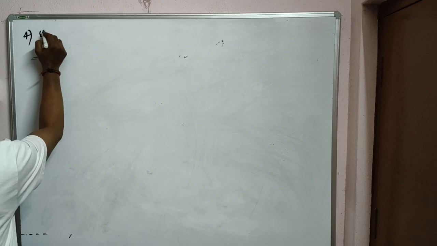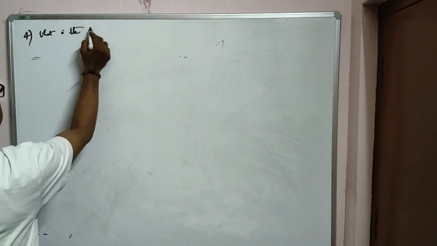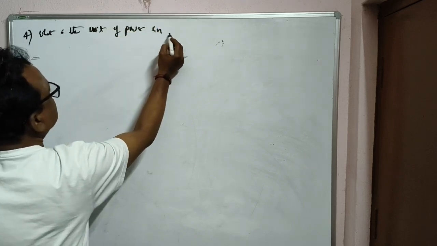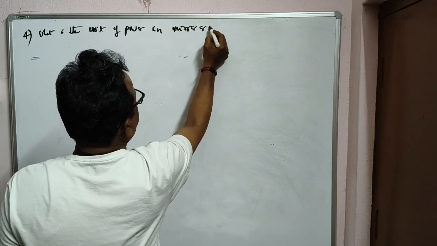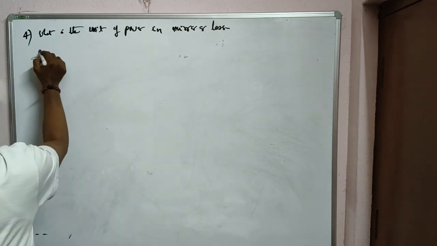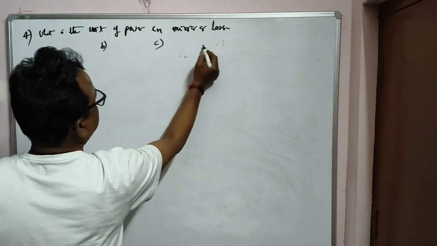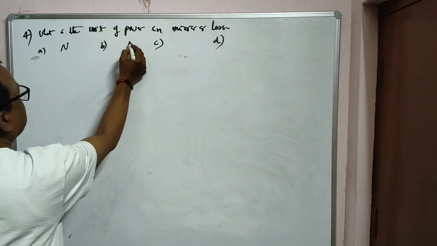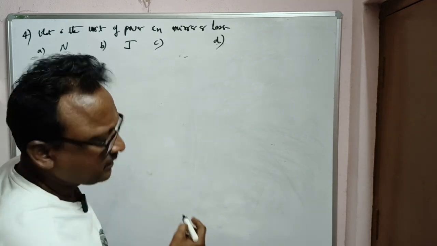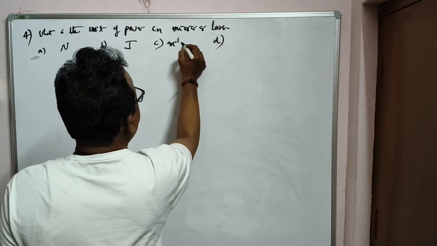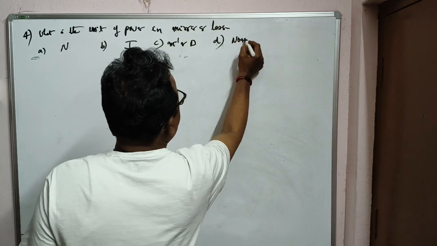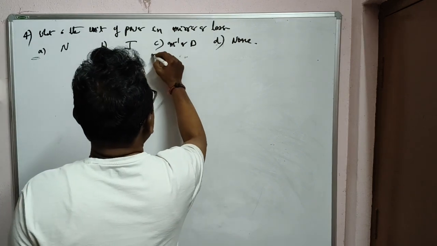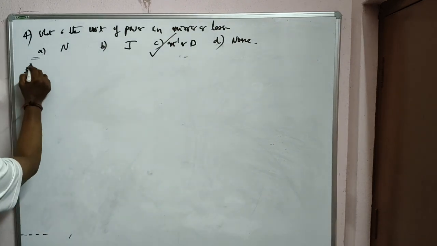Fourth one, what is the unit of power in mirrors or lenses, please? A, B, C, D. First one is given as newtons. Next one joules, B. C, meter inverse or diopters. D, none. So already I told you this concept. The unit of power in lenses or mirror is either meter inverse or diopter. C is the answer.